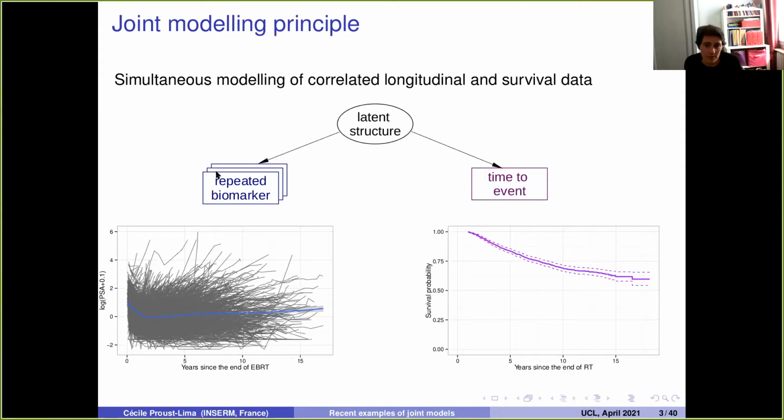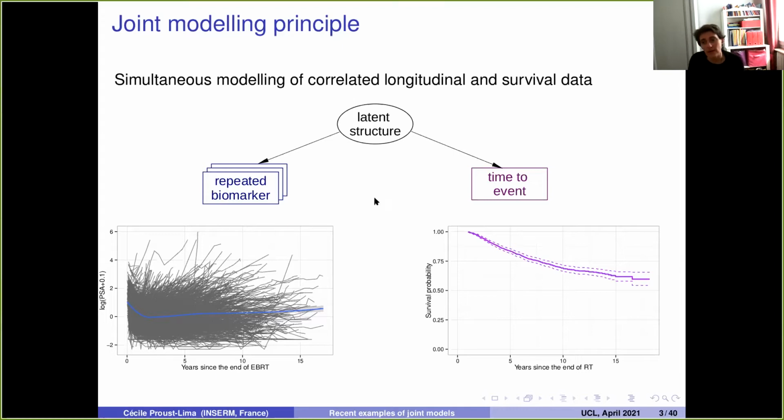We will have the repeated biomarker. Here, this is an example with the log PSA, the biomarker that is used to monitor the progression of prostate cancer after a treatment. Here is the end of treatment, and we have repeated measures of PSA. And we have a time to event. Here, that's the clinical recurrence of prostate cancer.